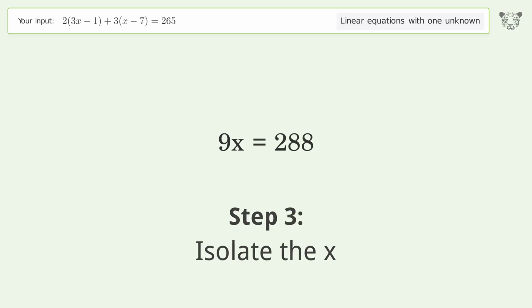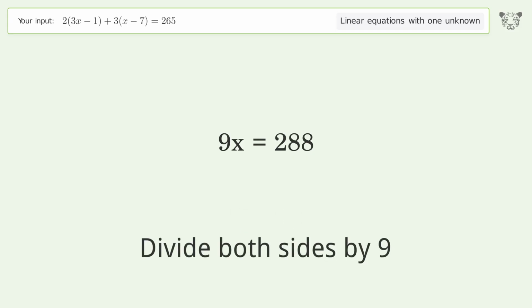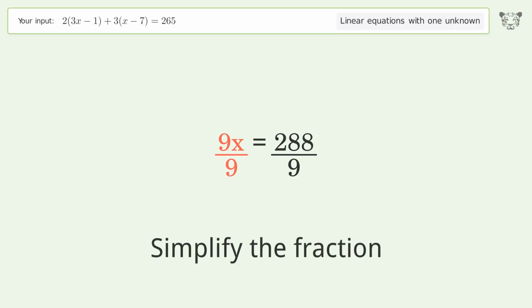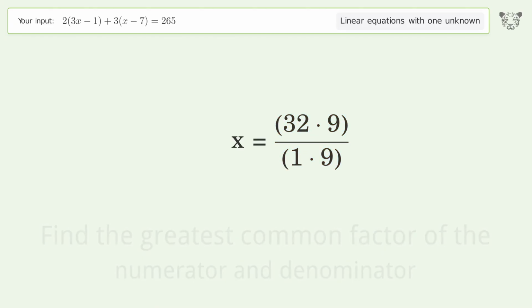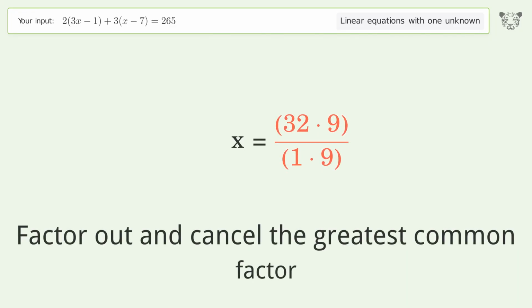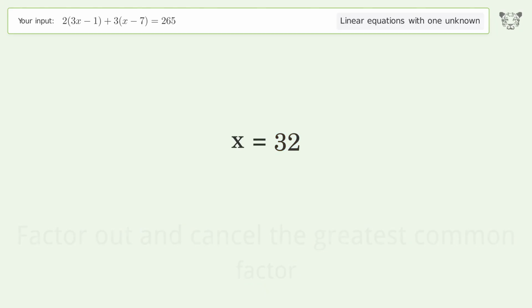Isolate the x. Divide both sides by 9. Simplify the fraction. Find the greatest common factor of the numerator and denominator. Factor out and cancel the greatest common factor. And so the final result is x equals 32.